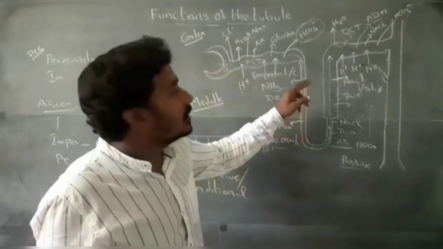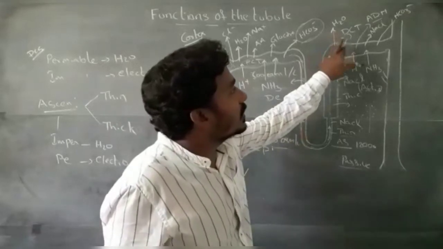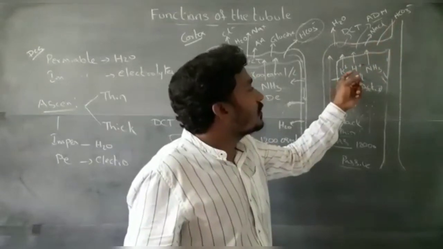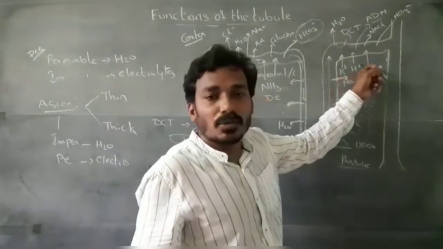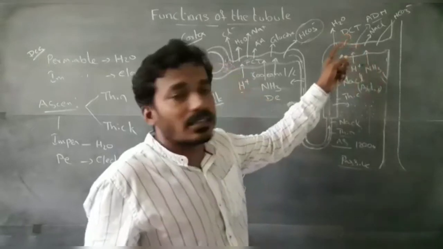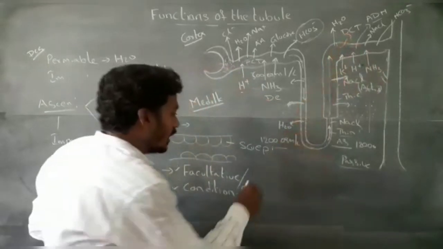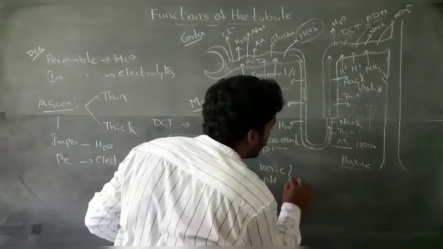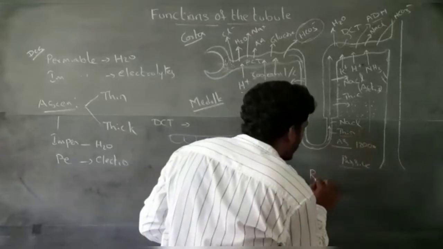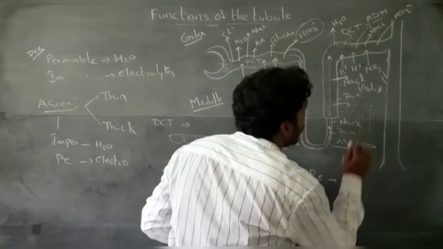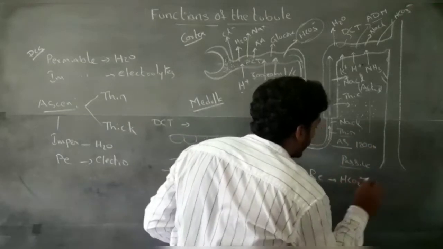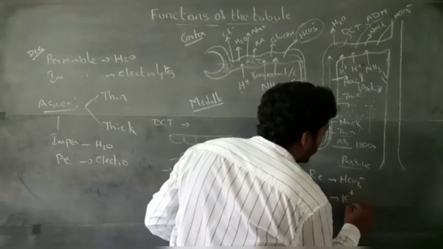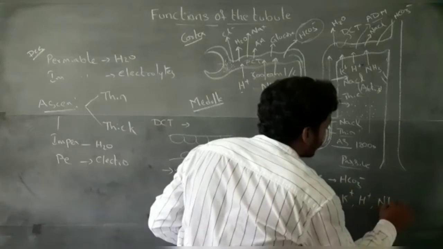In DCT, there is reabsorption of water, sodium chloride and HCO3 minus, and secretion of potassium, H plus and ammonia. DCT also maintains the ionic balance and the pH of the body by reabsorption of HCO3 minus and secretion of potassium, hydrogen ions and ammonia.